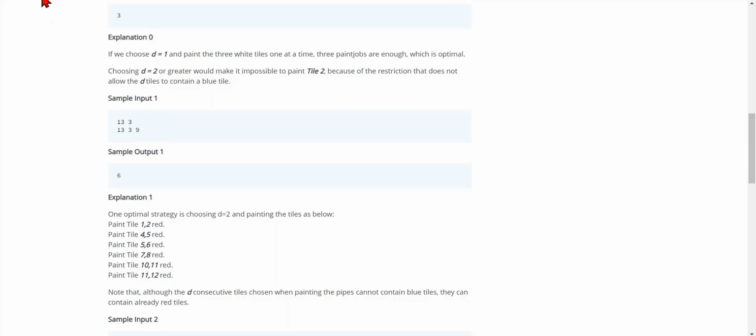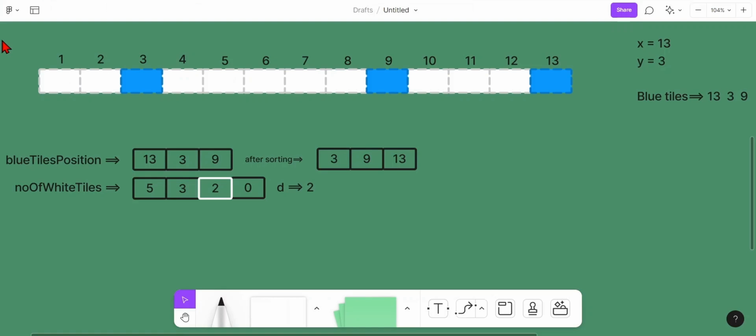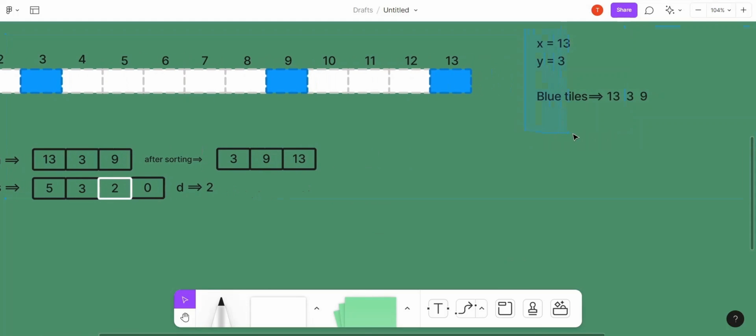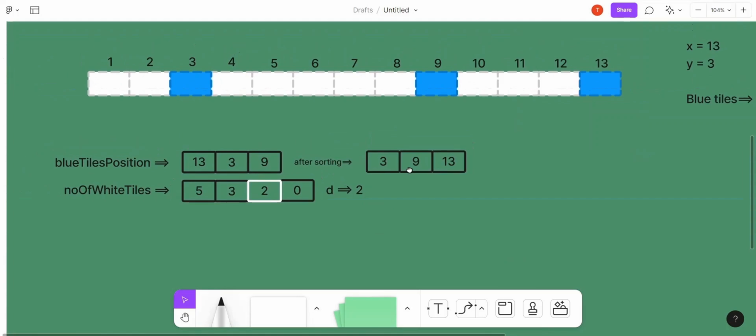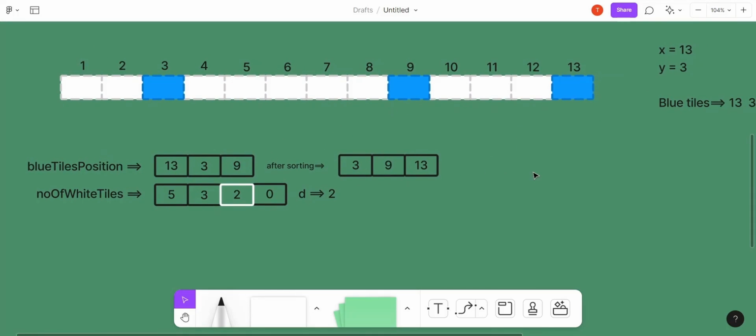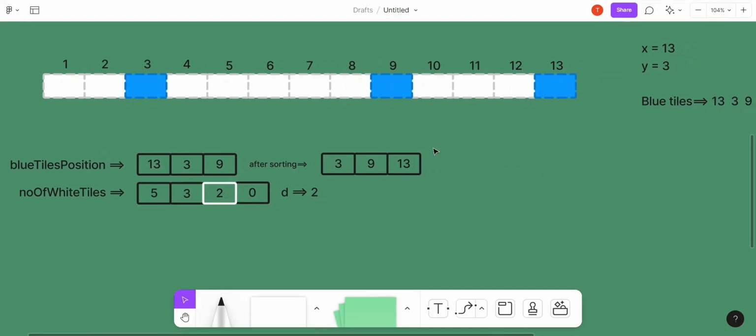So let's consider the scenario first. Here you can see that there are 13 tiles, out of which the third, ninth, and 13th tile are blue. This is the input given by the question. In this scenario, you can observe that Tingu can paint the white tiles.